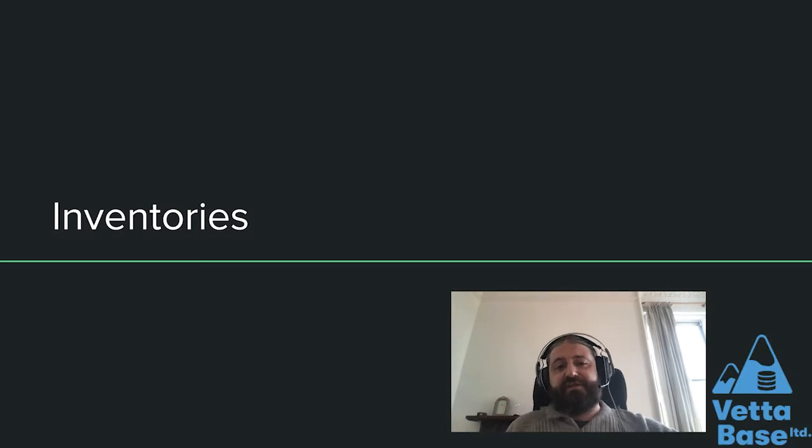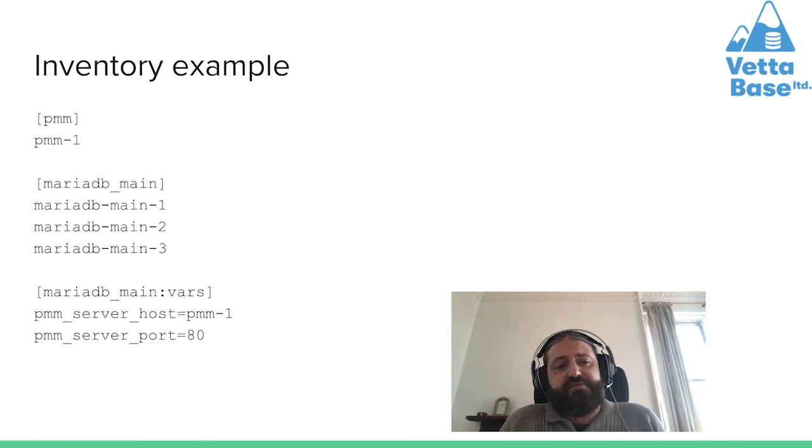So let's talk about inventories. You can see an example here. In this example, I defined a PMM group with a single host. Why did I create a group if I have only one host? Well, because if my organization is not going to fail, it is supposed to grow over time. And then even if I have only one PMM server, I could have more than one in the future. So it's good to have already a group and to use a proper name, PMM-1.